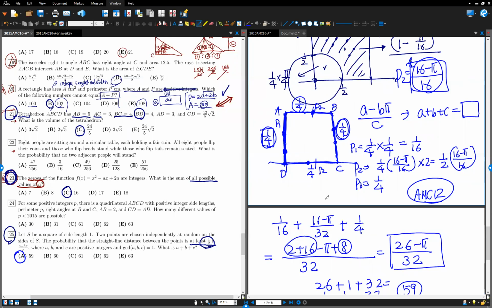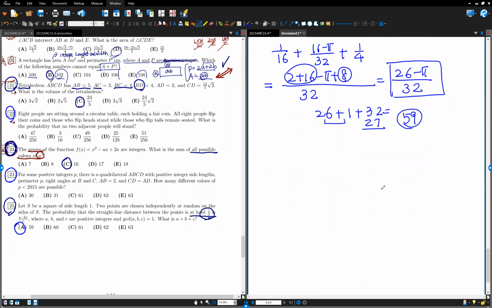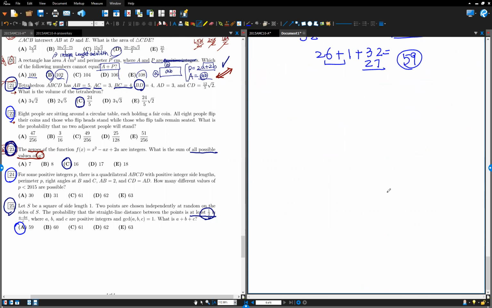Okay, the next one. Try this one, number 24. After that, number 22, okay? All right, number 24 first, because number 24 is harder than number 22. In case we don't finish this one, number 22 we can do later, 24 first.